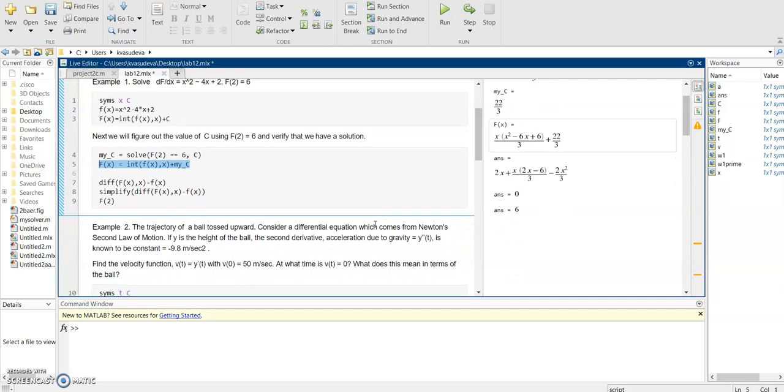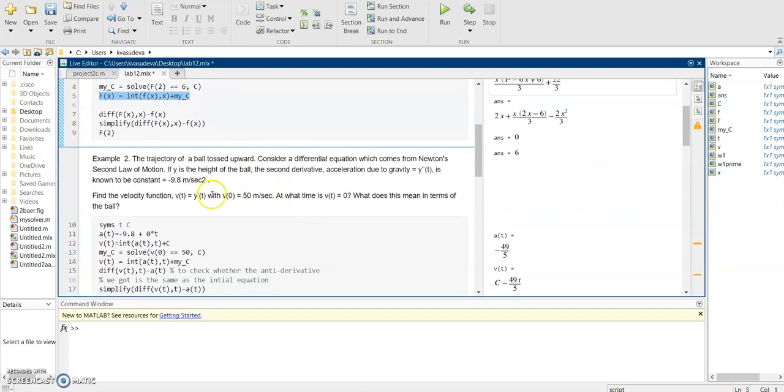Now let's get back to the question. Example 2: we have the trajectory of a ball tossed upwards. Consider a differential equation which comes from Newton's second law of motion. So you must know what Newton's second law of motion is. The ball is tossed up and we have acceleration due to gravity, which is negative 9.8 meters per second squared. So acceleration is y double prime. When you take the antiderivative of acceleration, you get velocity. When you take the antiderivative of velocity, you get distance. So that is basic physics.